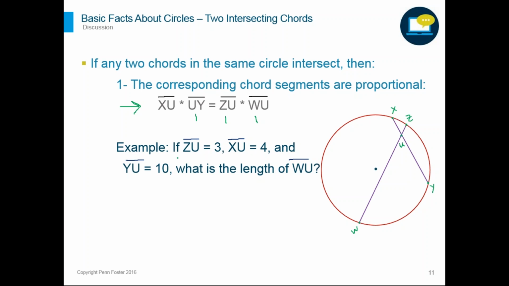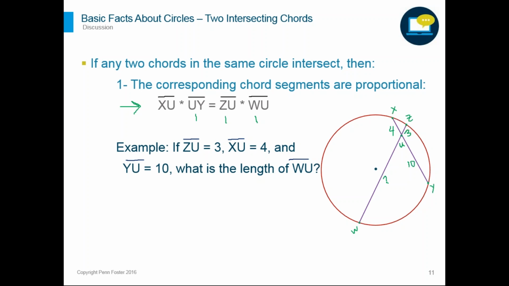Let's read that and do it together. So ZU, look at the figure. You will realize that it's a chord segment. ZU is 3 units, 3 centimeters, 3 kilometers, 3 feet, whatever the units are. They are length units. And then XU is 4. YU is given as 10. So of course, they're going to ask us to find the length of WU, this one.